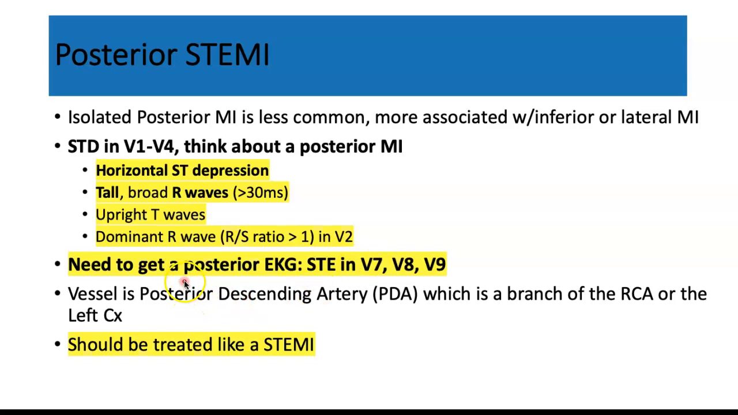You need to get a posterior EKG with leads V7, V8, V9. If you get a posterior EKG, you will see ST segment elevation in leads V7, V8, and V9 in a true posterior STEMI. The vessel that is involved is the posterior descending artery, which is a branch off of the right coronary artery. It should be treated like a STEMI.